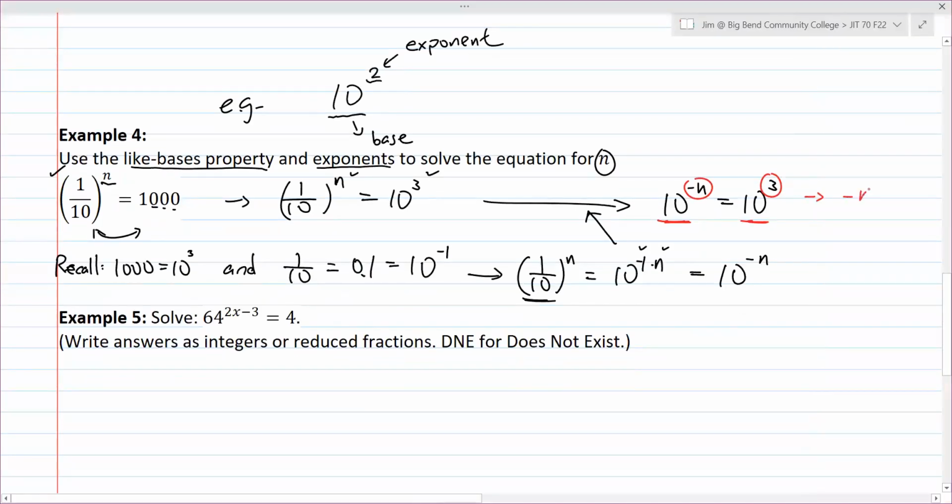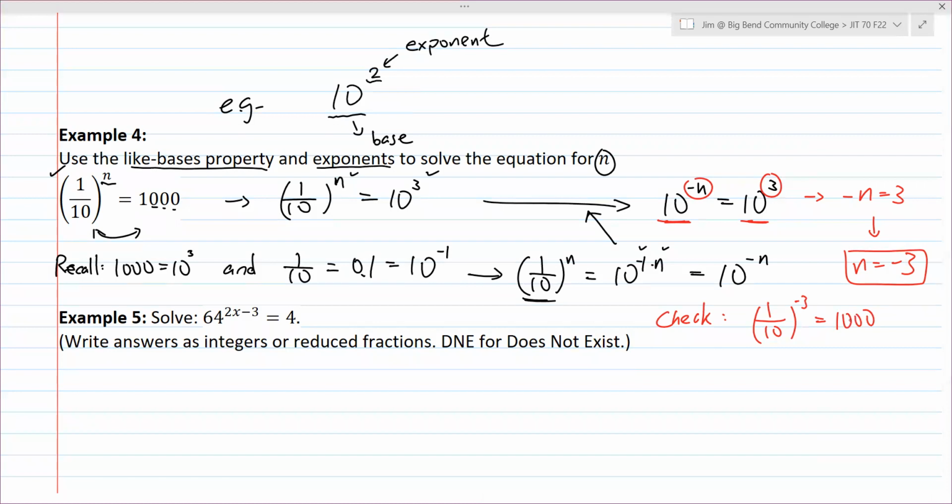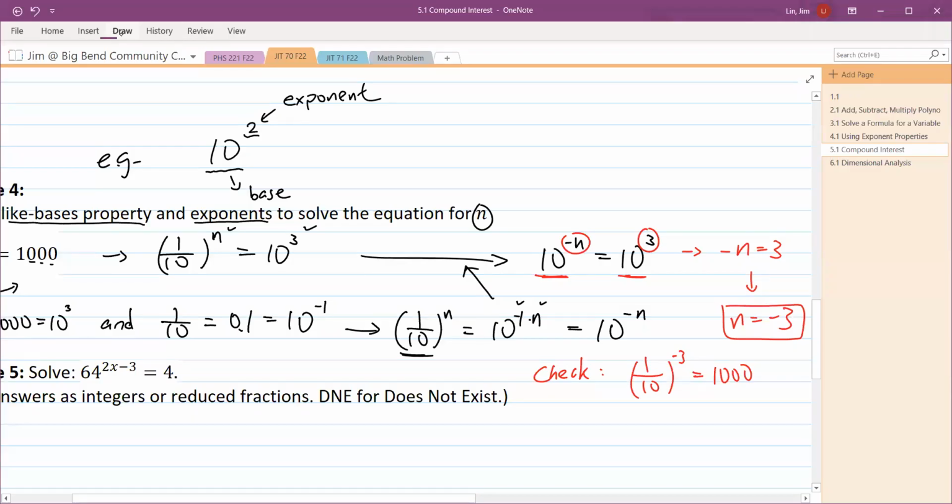Then you have -n equals 3. So to solve for the answer, you flip the sign and you get n equals -3. Right. And then if you check with the original equation, you can see how the information matches. (1/10) to the -3 is indeed 1,000. You can check that with your calculator, and it should give you the same answer. Right.